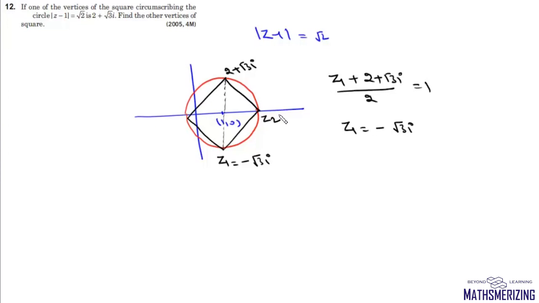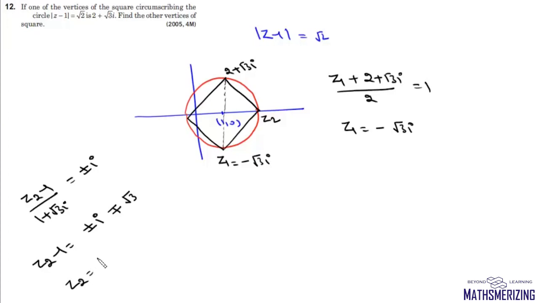Now what about the other two vertices? This is z2. Now if we use rotation, we can write z2 minus 1 upon 2 plus root 3 iota minus 1. So it will be 1 plus root 3 iota, and it will be equal to e to the power iota plus or minus pi by 2. So it will be simply plus or minus iota. So we can write z2 minus 1 will be plus minus iota and then minus plus root 3. So the other two vertices will be 1 minus plus root 3 plus or minus iota. So this is how we can write all the 4 vertices of this square.